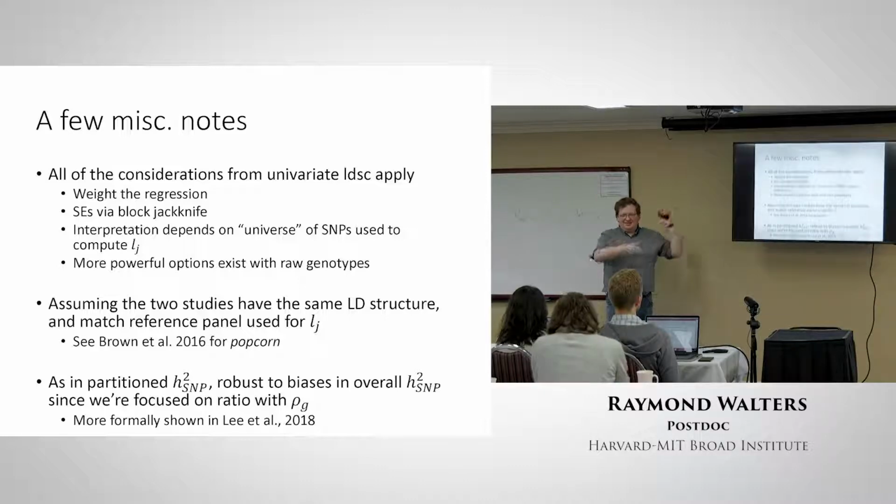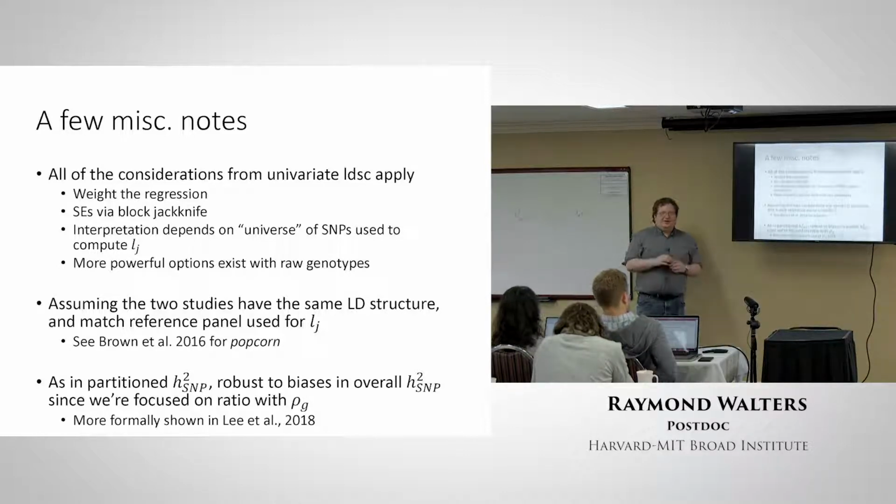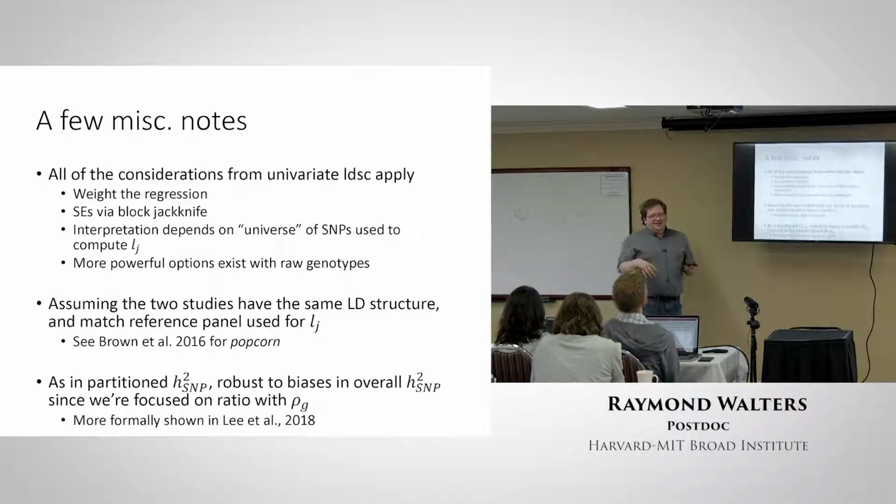So as in all the other sections, a few miscellaneous notes of more applied considerations. Basically all the statements we've made about the univariate model apply here, that we're still relying on block-jackknife standard errors. We're still weighting the regression for heteroscedasticity. The interpretation of any statement about the correlation of these SNPs is relative to the selection of SNPs that we've included in the LD scores, and like all of the LD score methods, if you had individual level data, or if you wanted to make different model assumptions, there are alternatives and potentially more powerful alternatives. This is just a quick and easy way that has been useful so far to get at this quantity of genetic correlation.